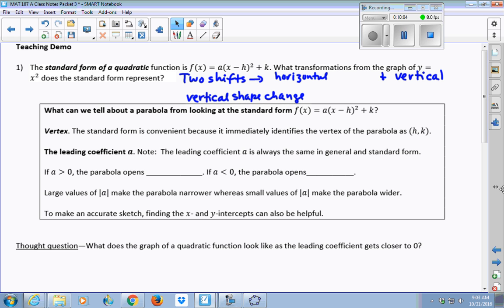So let's talk about our horizontal shift. If h is a positive number, then it shifts to the right, because it will say something like x minus 3. If h is a negative number, like -2, then that becomes x plus 2, and it shifts to the left, h units. The vertical, however, will act just like we always think it does. If k is less than 0, we shift down, and if k is greater than 0, we shift up.